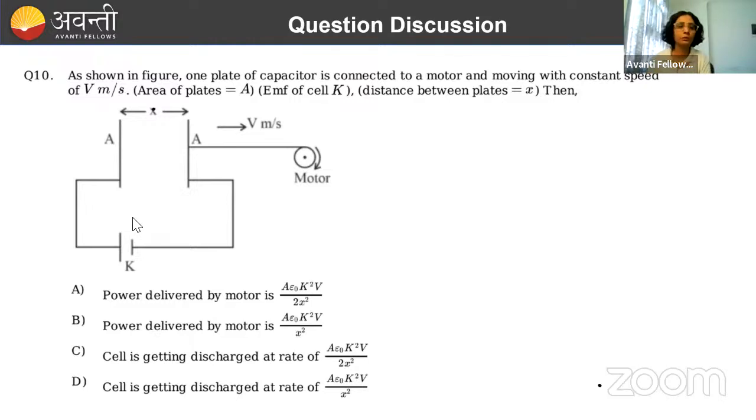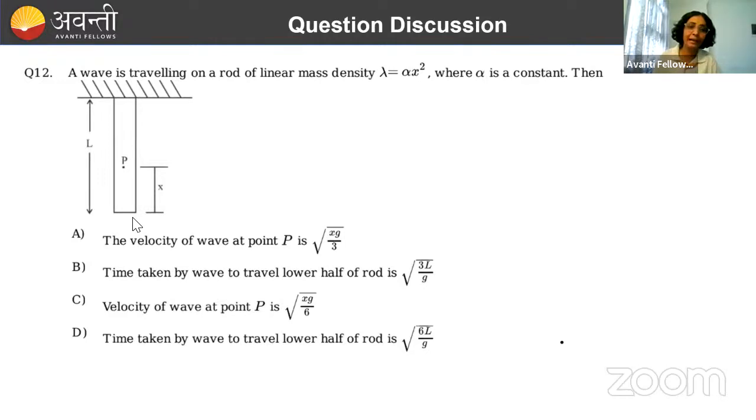Done. So that's over. Now this was a question I discussed while discussing sound waves. The question is: there is a wave traveling on a rod of linear mass density lambda equal to a x squared, where a is a constant. Now what do we need to calculate? The first thing that we need to calculate is the velocity of the wave at point P.